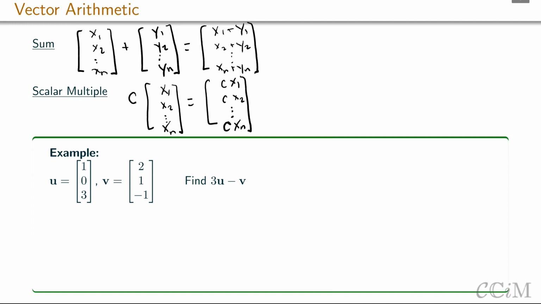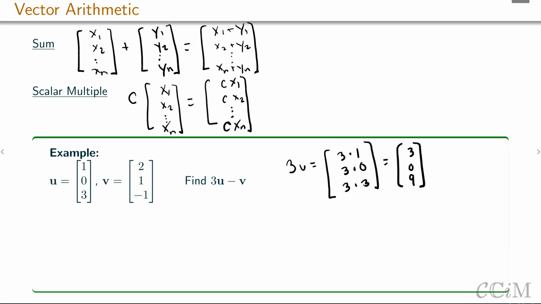To easily see how we can use scalar multiplication and vector addition together, let's look at the following example. Here I have vectors u and v, and I'm asked to find 3u minus v. So first off, I will calculate 3u. That would just be 3 times every entry of u. So I have 3 times 1, 3 times 0, and 3 times 3, which gives me the vector 3, 0, 9.